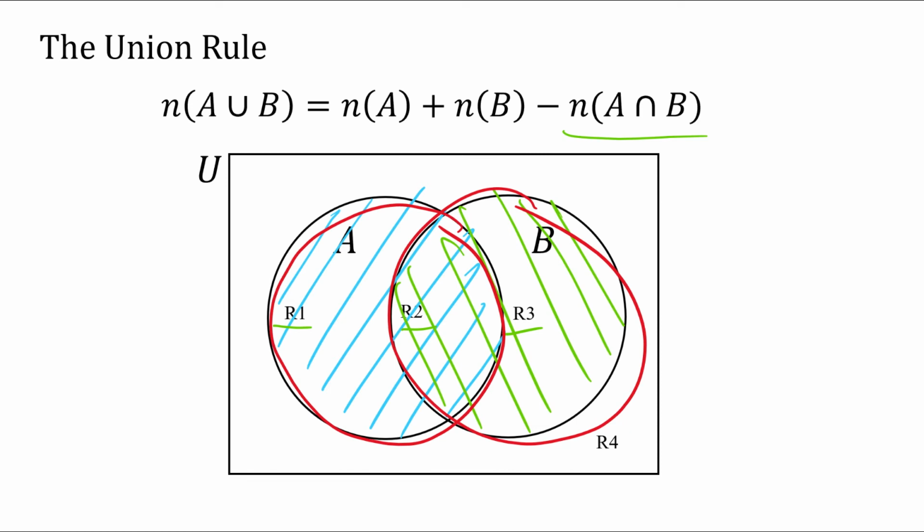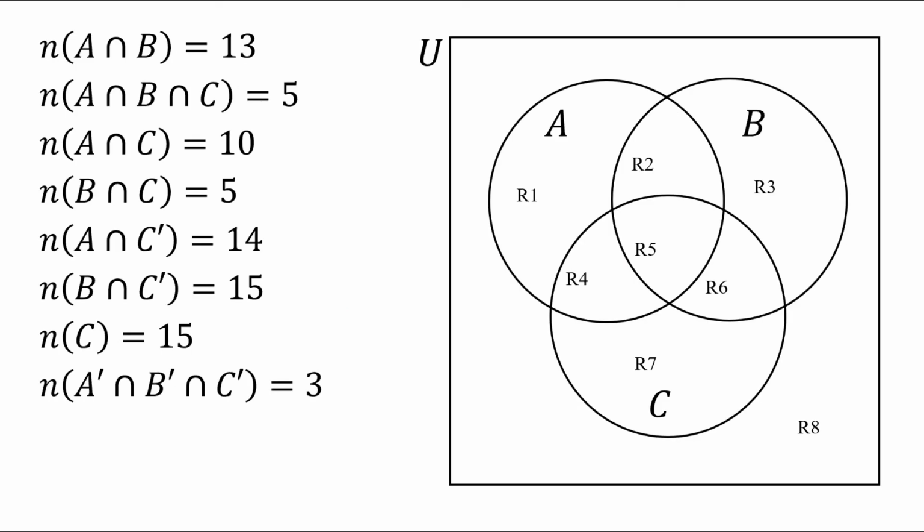All right, let's move on to a 3-set Venn diagram. In a three-set Venn diagram, we have sets A, B, and C. So we have 8 regions here. It gets quite a bit more complicated when we add a third set.